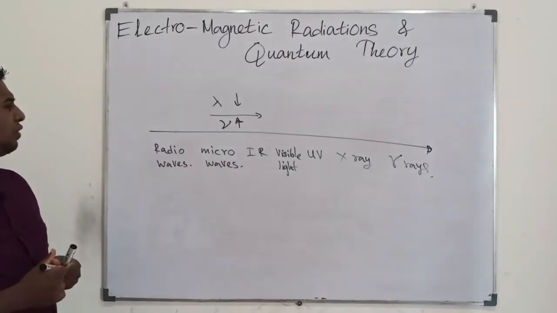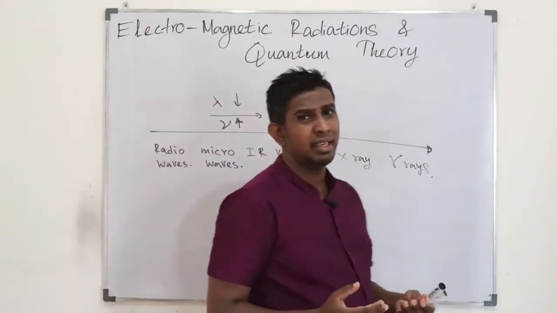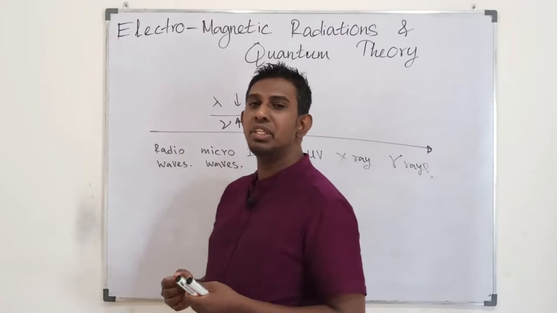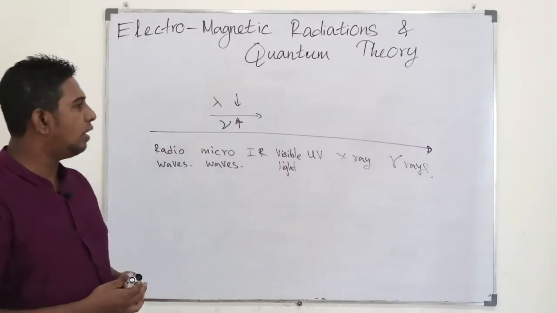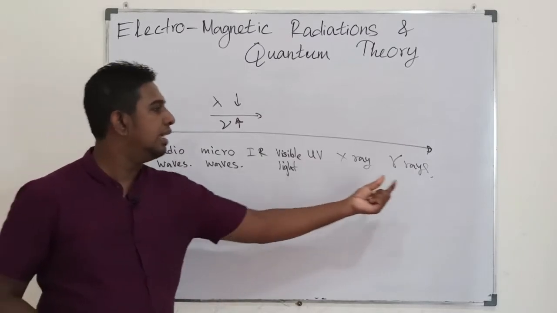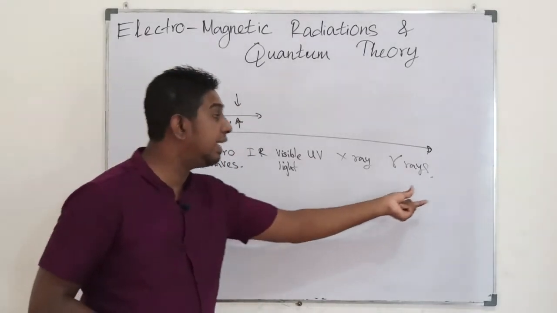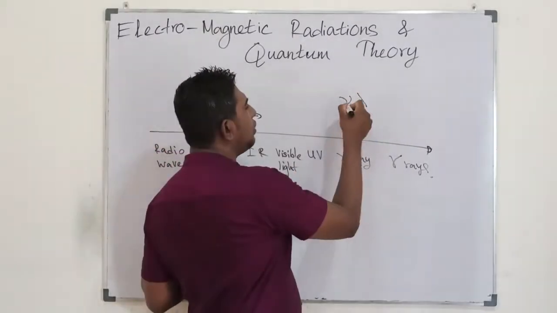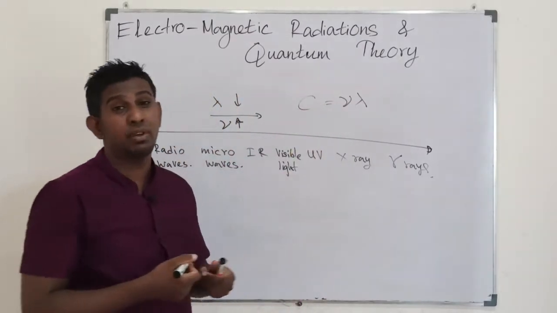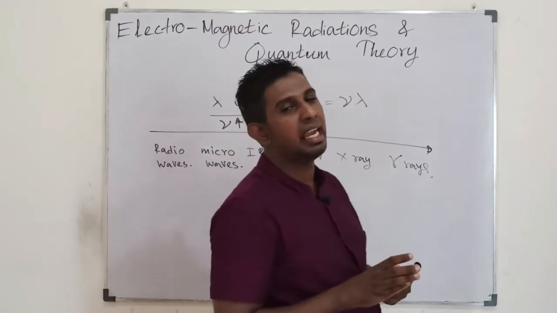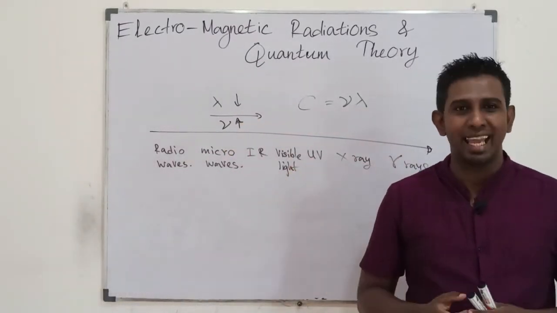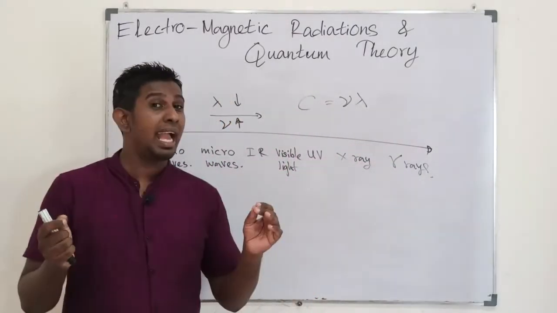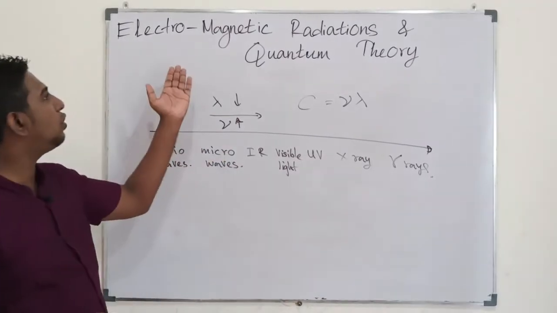In that manner, you could find those electromagnetic radiations arranged in the increasing order of their frequency, in the decreasing order of their wavelengths. If you follow the other direction, it's the decreasing order of their frequencies, the increasing order of their wavelengths. For the reason that frequency into wavelength is always the same constant, the velocity for those electromagnetic radiations is 3 into 10 to the power 8 meters per second. Okay.